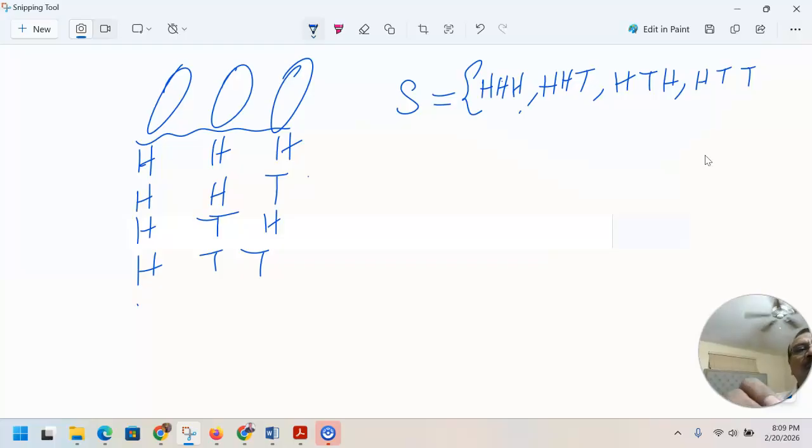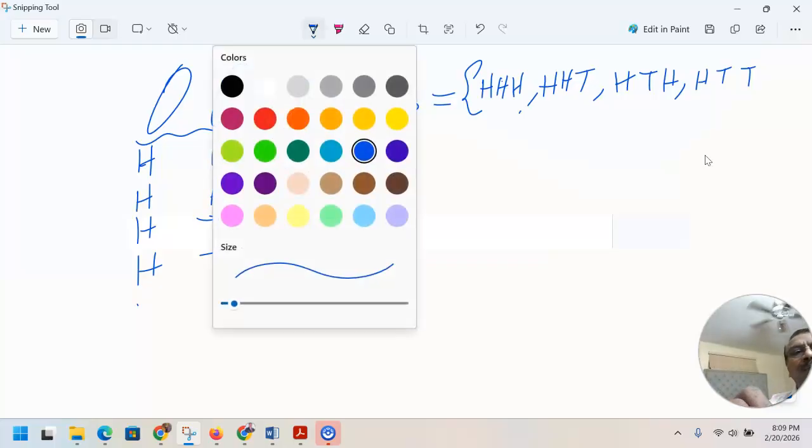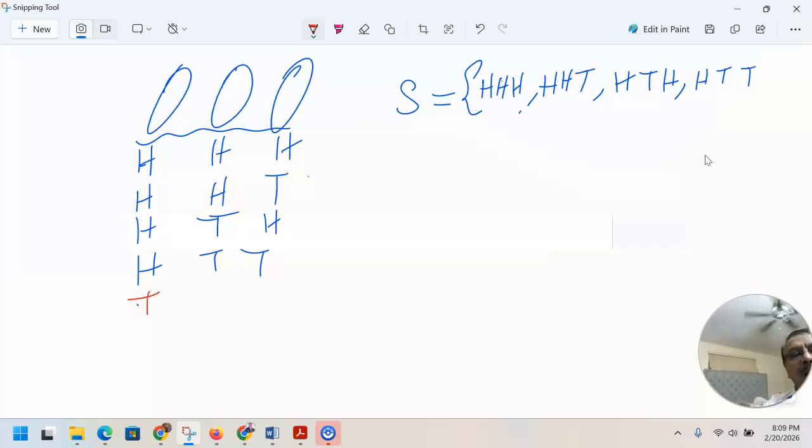Or the first one could have been tail, and the next ones are both heads, like this. So it is tail, head, head. Or the first one is tail, the second one is head, and the third one is tail. Sorry, I made a mistake here. So tail is first.